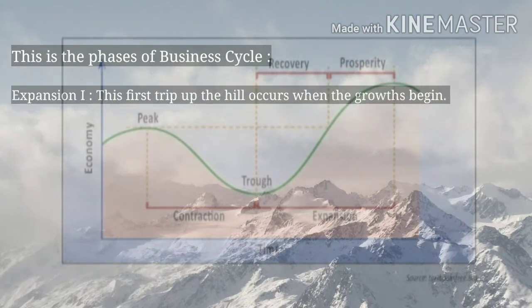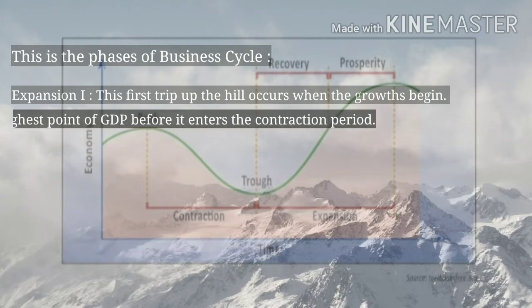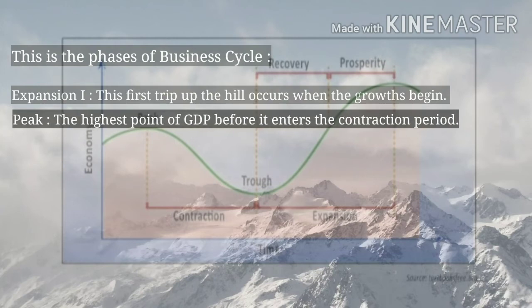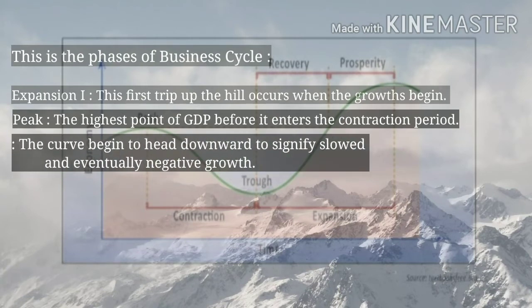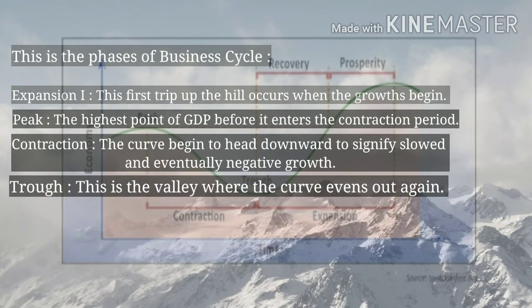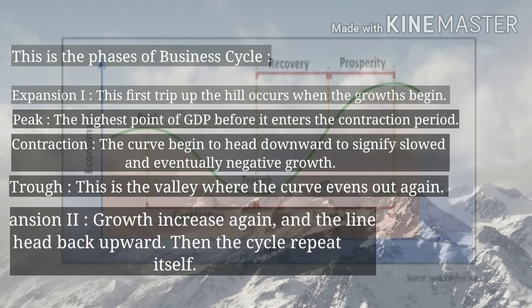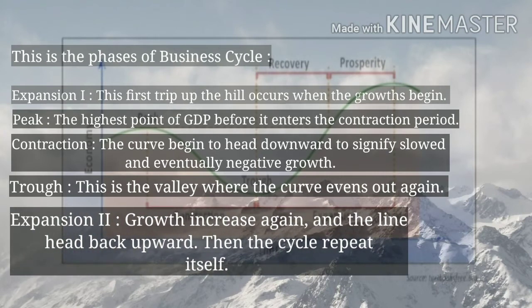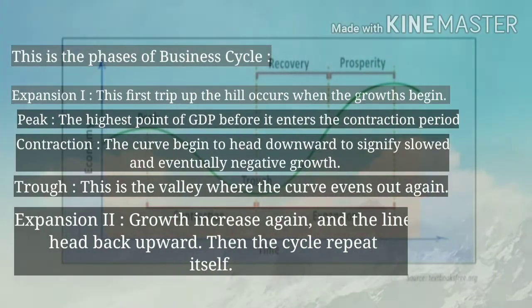First, expansion. This first leg of the hill occurs when the growth begins. Peak, the highest point of GDP before it enters the contraction period. Contraction, the curve begins to fade downward to signify slow and eventually negative growth. This is the trough, when the curve evens out again. Second, expansion. Growth increases again and the line heads back upward. Then the cycle repeats itself.